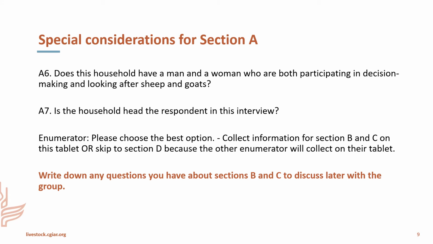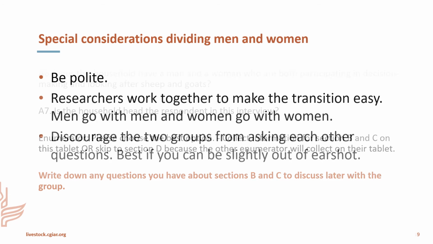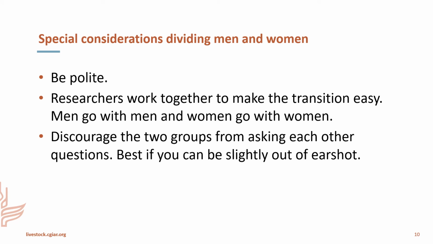Write down any other questions that came up while working through sections A, B, and C to discuss later with the group. After section C, you will split the household members into 2 groups so the woman or women can be interviewed separately from the man or men. Remember, this is to learn about different perspectives of household members because they may have different information based on their role with sheep and goats.